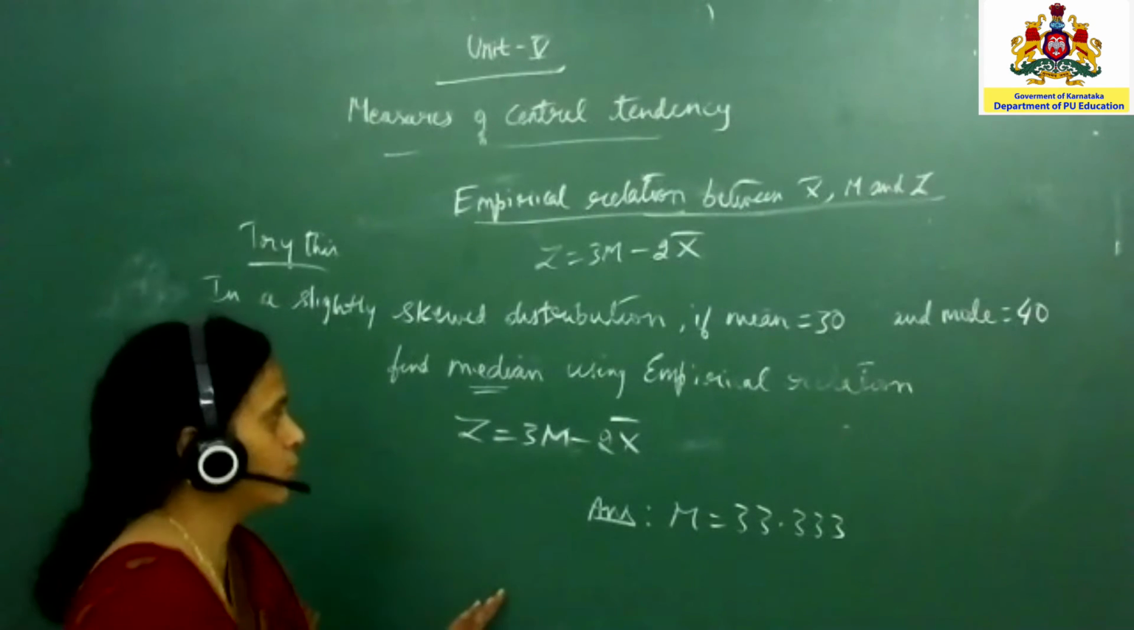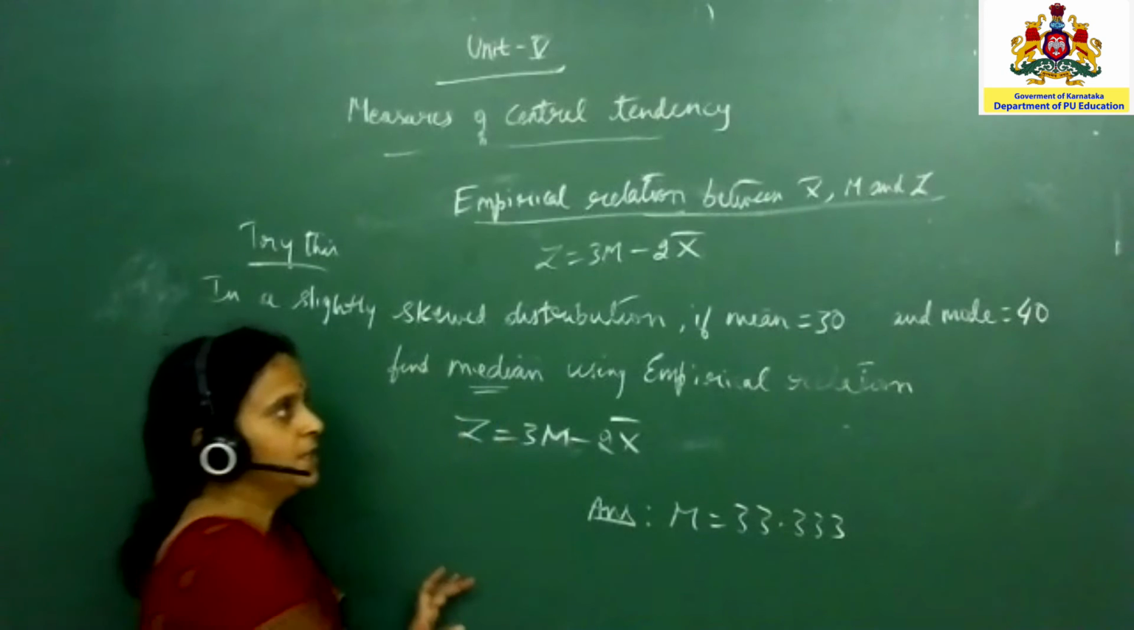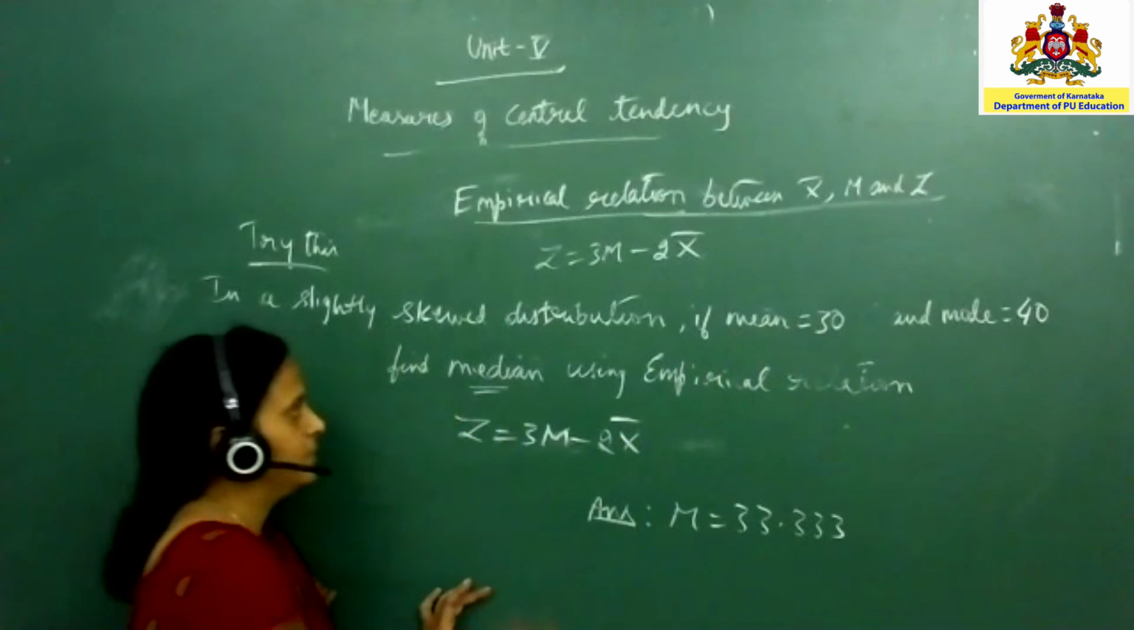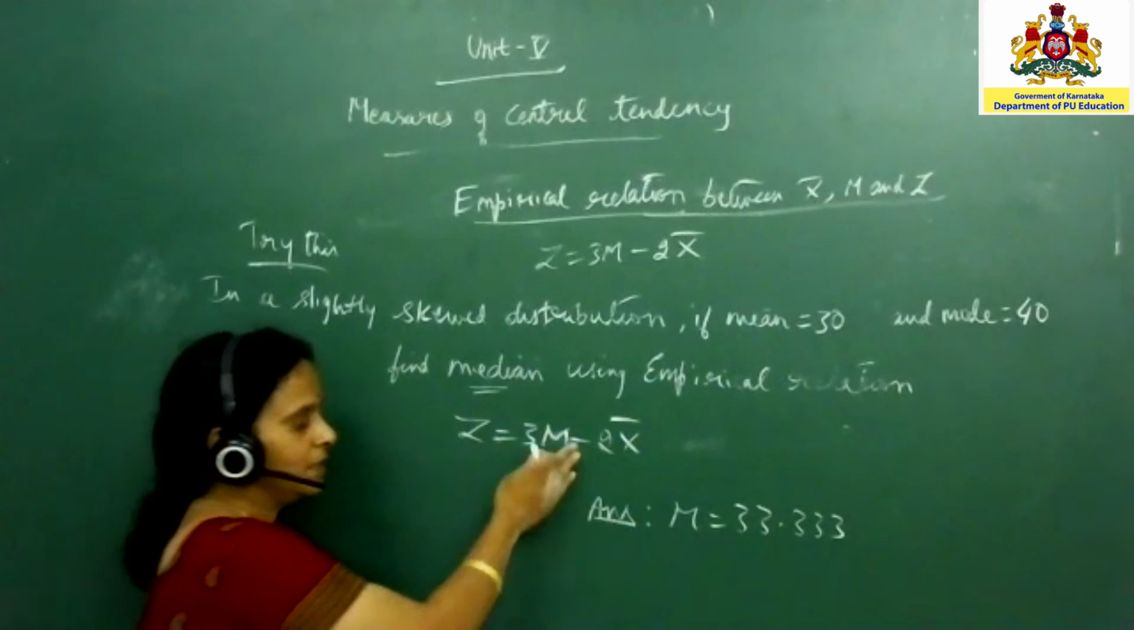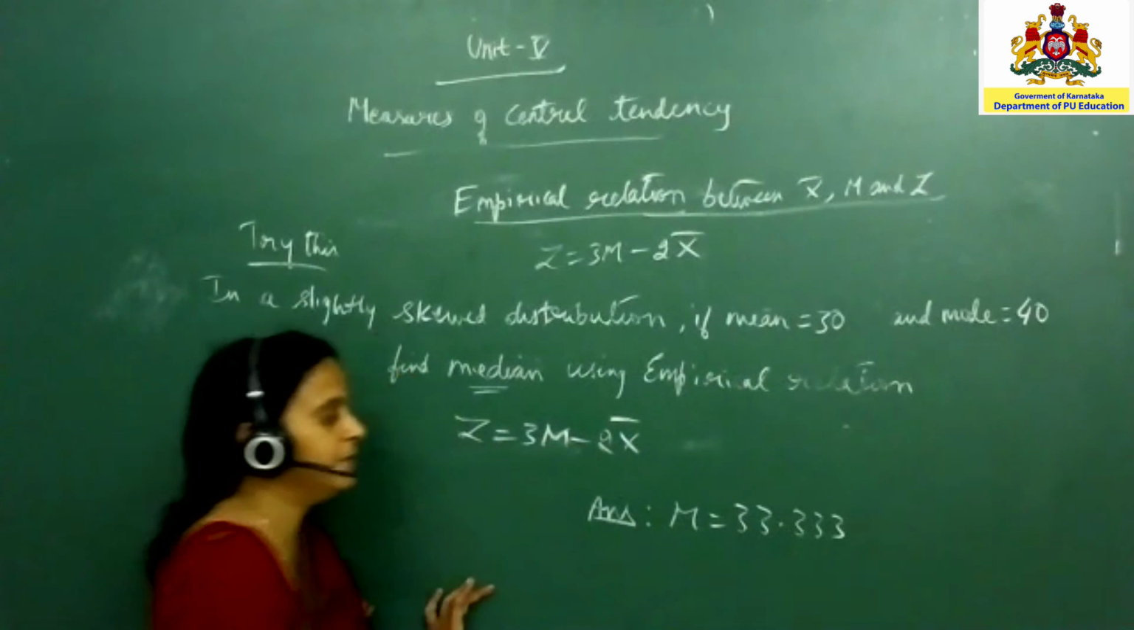One more problem, so you can try this. Here the mean is given and the mode is given. You have to find the median. Again, substitute in this formula. Finally, when you simplify, you get the median.